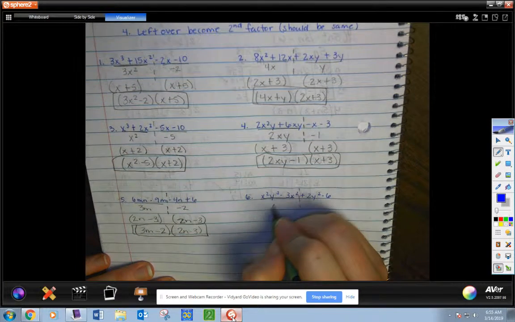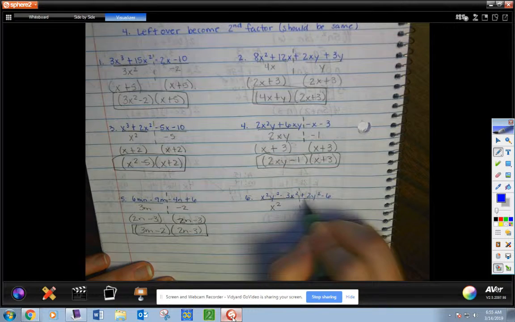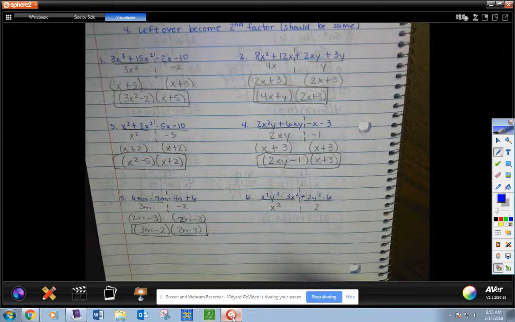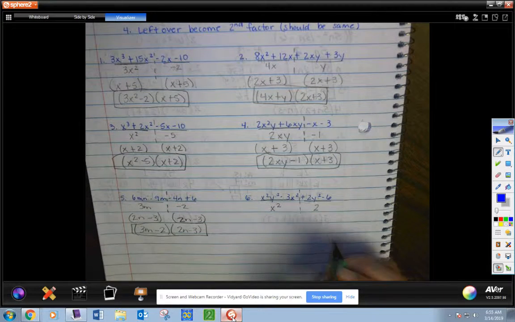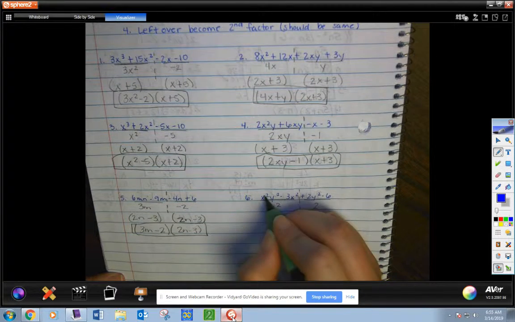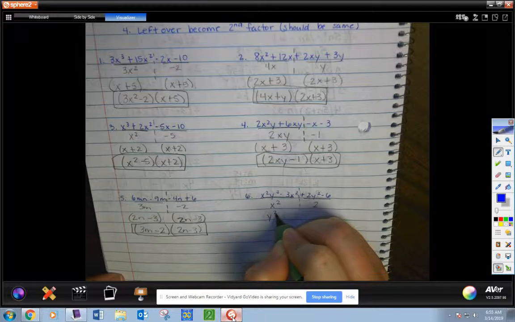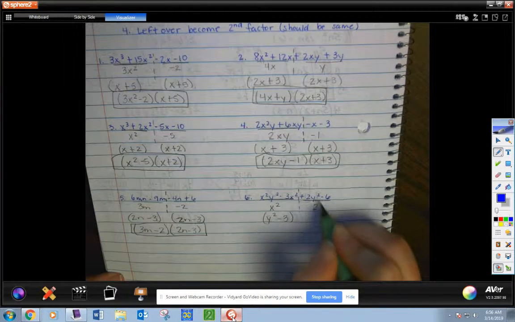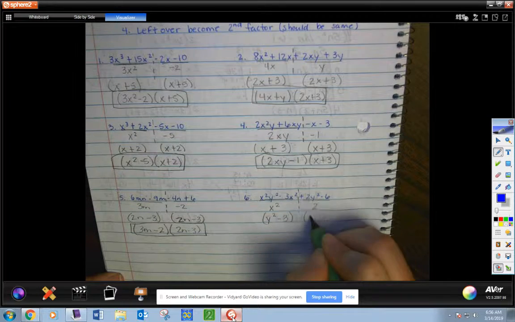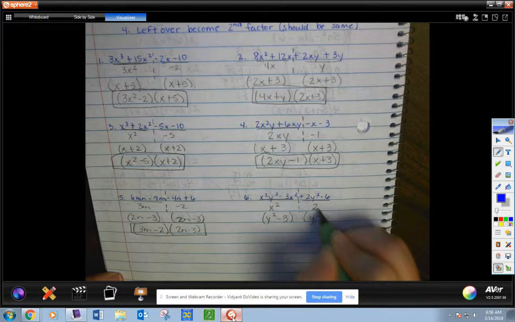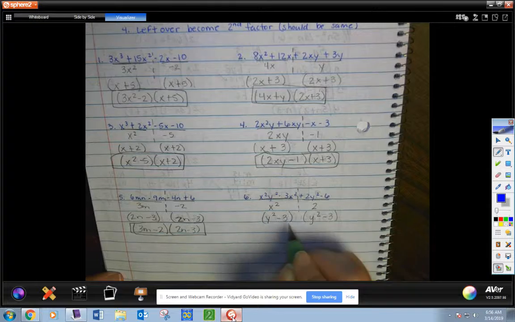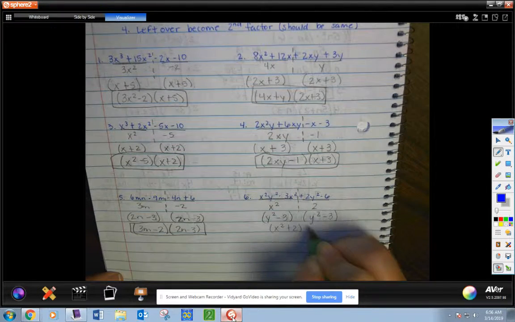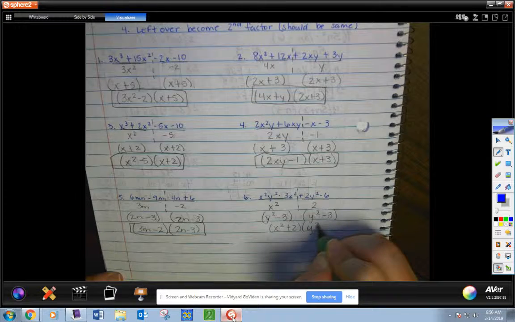Okay, for my last example, got a lot of letters on this one. I could pull out an x squared on the left side, and I can pull out a 2 on the right side. Okay, from here, when I pull out x squared, that leaves me with y squared minus 3. And when I pull it out over here, the 2's will cancel to give me y squared, and -6 divided by 2 is -3. So since those are the same, my first factor is x squared plus 2, and my second factor is y squared minus 3.